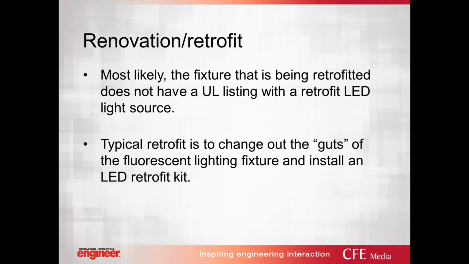So one is to basically keep the housing, but tear out the guts. Let's just say it's a 2x4 troffer fixture. It's a fluorescent T8. And the typical retrofit would be to change out the guts of that fixture, which means removing the ballast, removing the fluorescent lamps, and installing an LED driver. And in a lot of instances, the entire LED retrofit can just be placed directly into that housing.